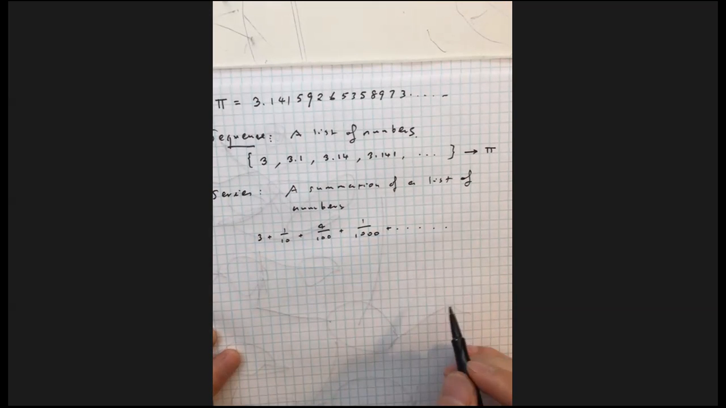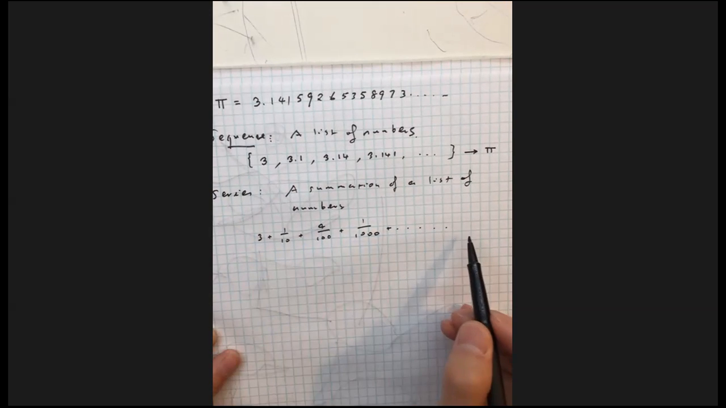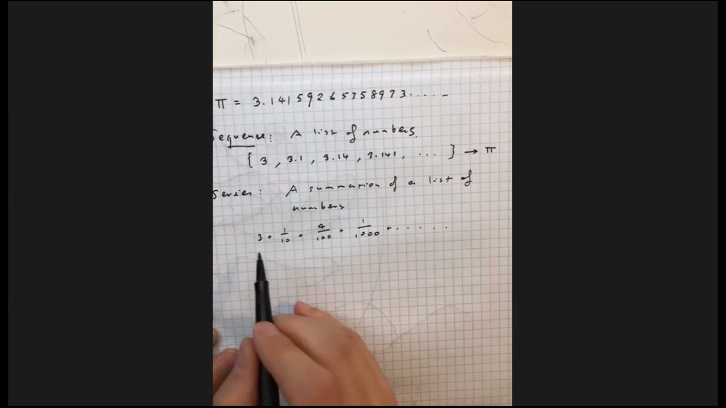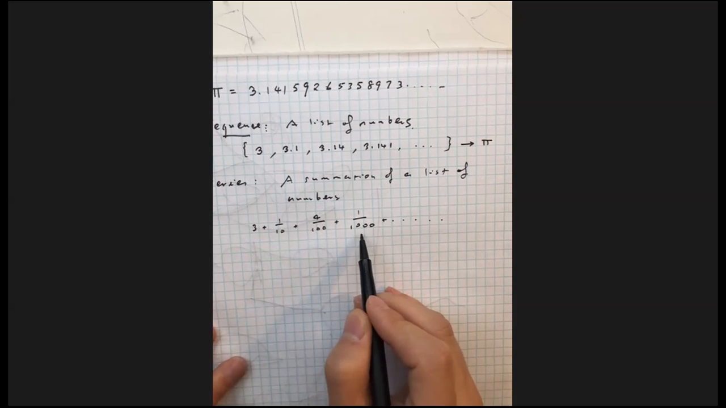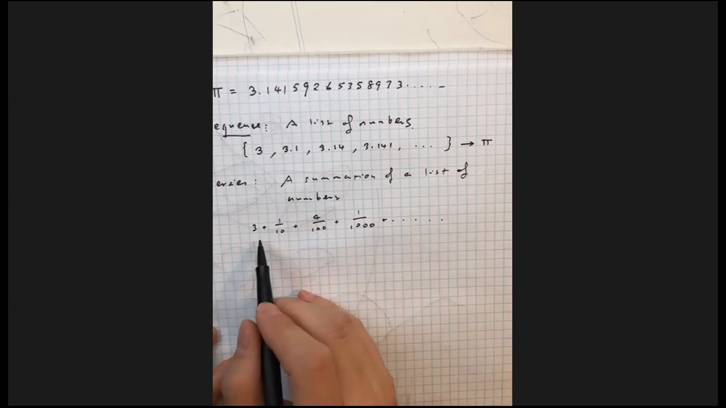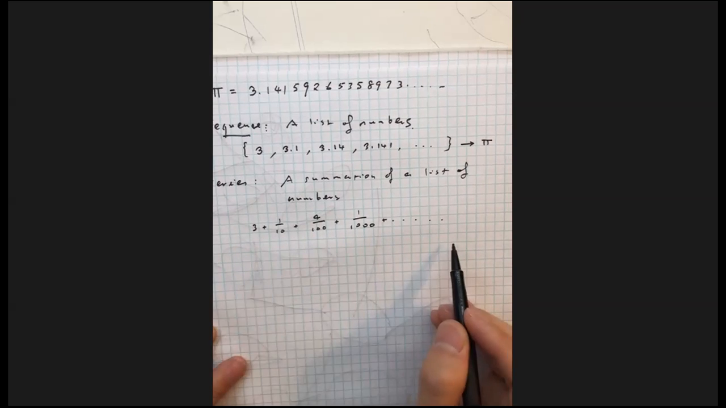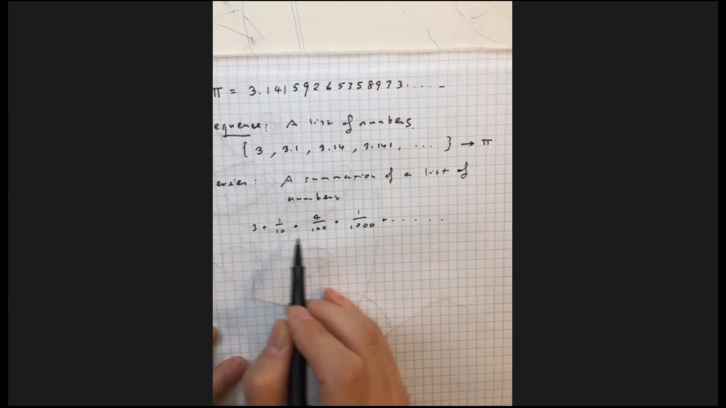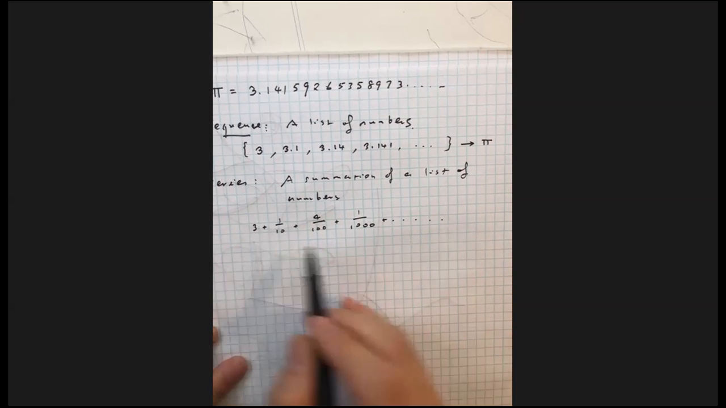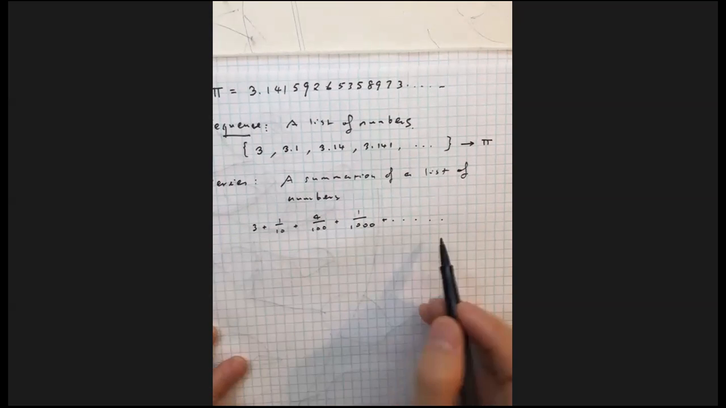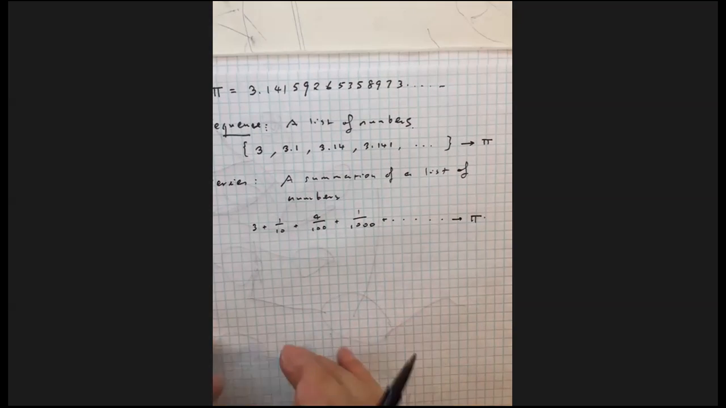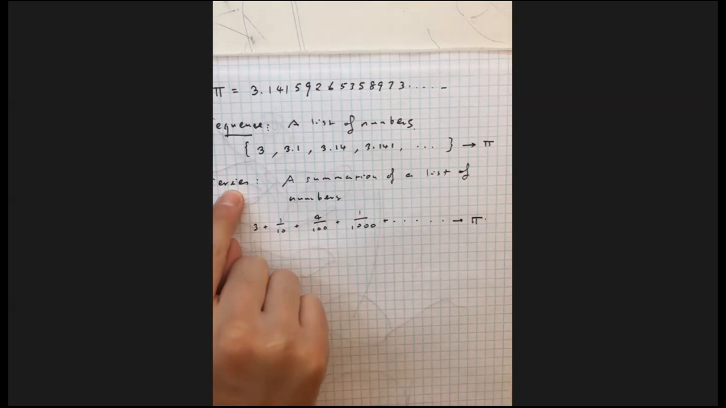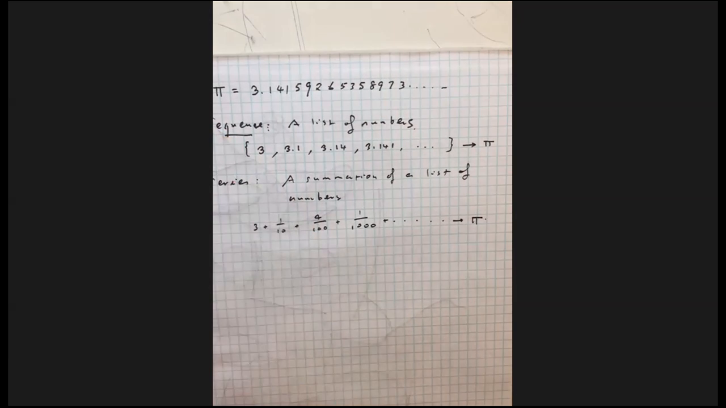You guys see the difference? First of all, this is not a list of numbers, even though it involves a list of numbers, which is 3, 1 over 10, 4 over 100, 1 over 1,000, and so on. This is the list of numbers underlying this series, but we are taking the summation of the list of numbers in it. And this is a series. And for this series, this one goes to pi. You guys see the difference is huge, right? The series is very different from the concept of a sequence, okay?